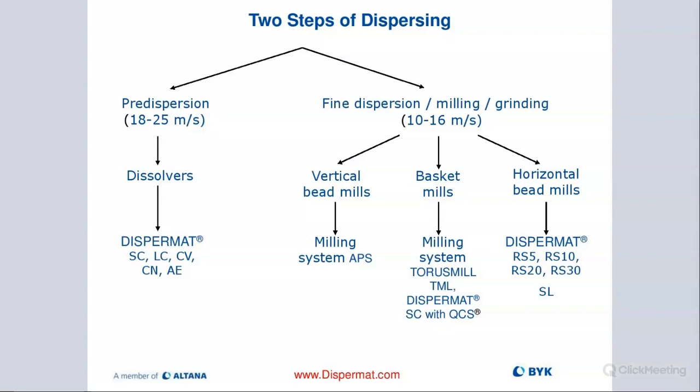When we're milling, we have some choices depending on the formulation and the viscosity, whether we want to use a vertical bead mill, a basket mill, or a horizontal bead mill. There are a number of options available to us depending on the type of material that we're trying to mill. And we're going to talk about that a little bit later.